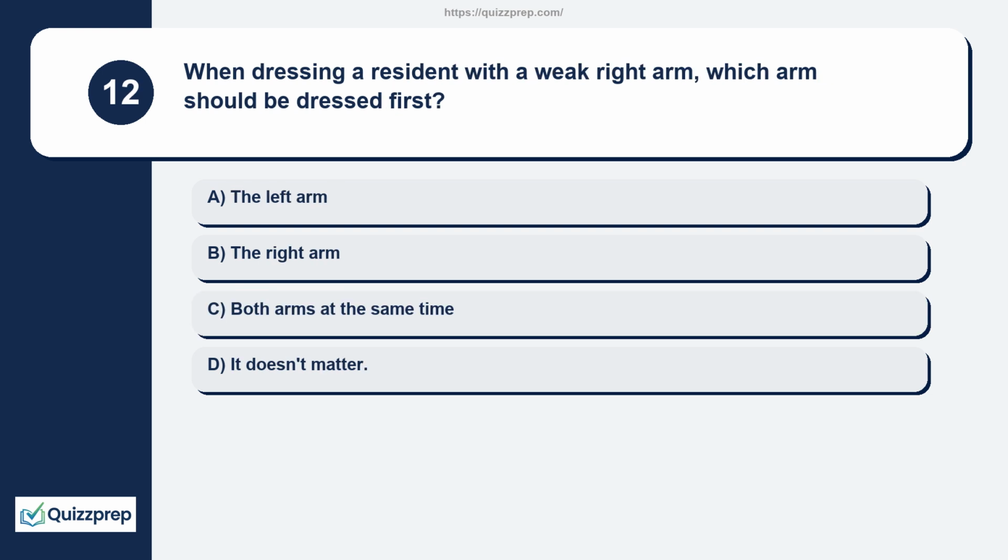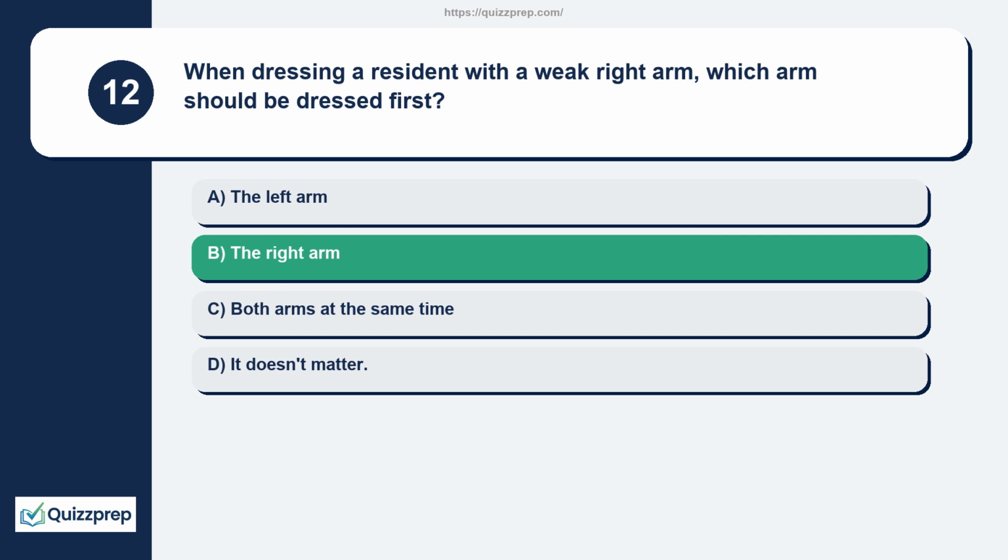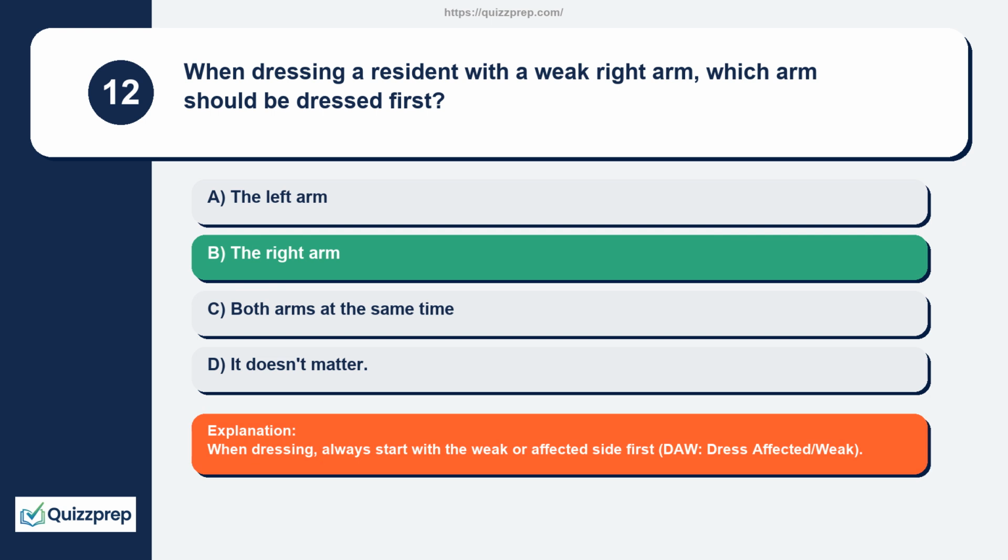Question 12. When dressing a resident with a weak right arm, which arm should be dressed first? The left arm, the right arm, both arms at the same time. It doesn't matter. When dressing, always start with the weak or affected side first.